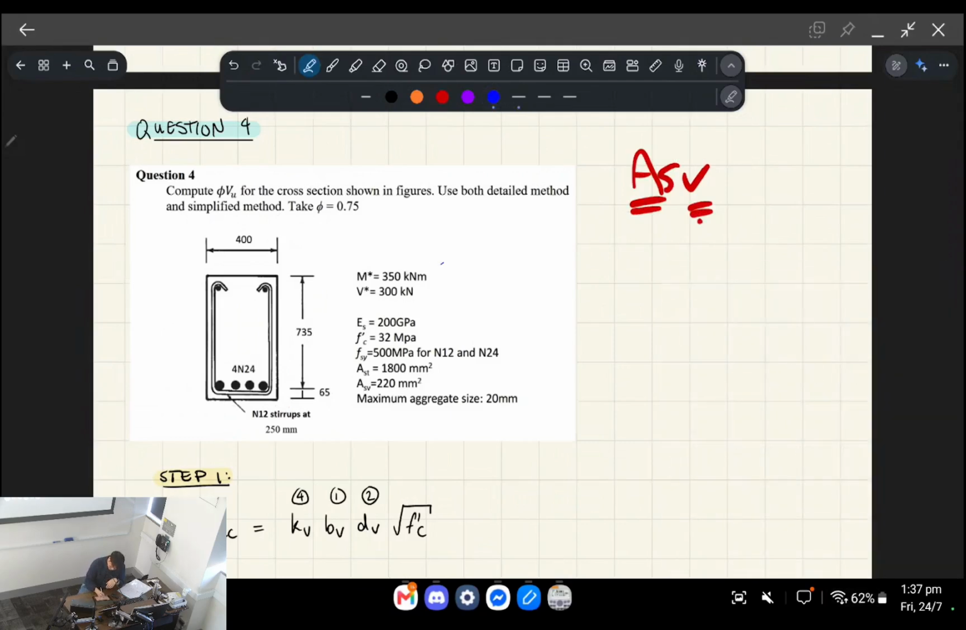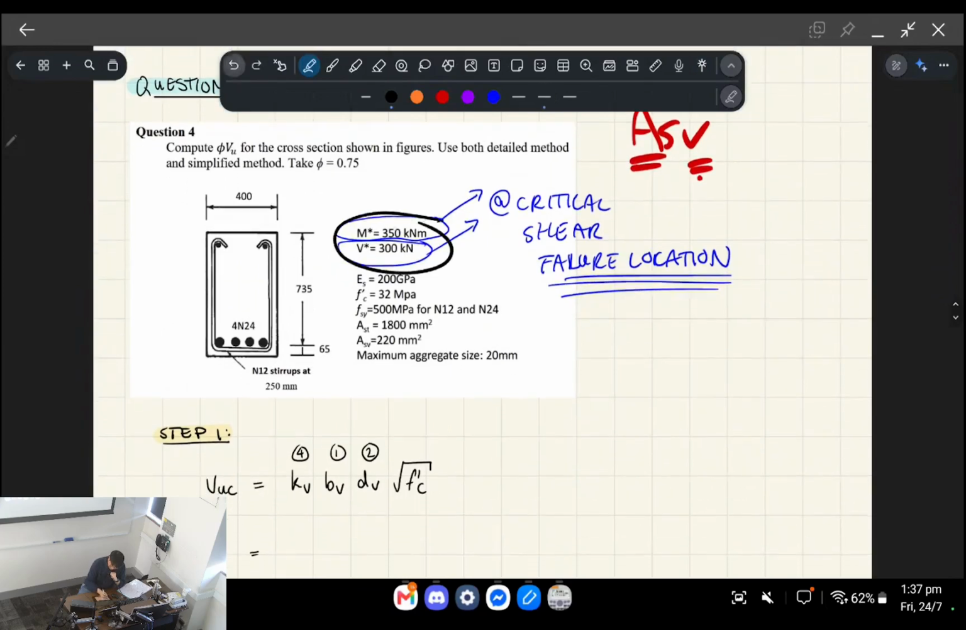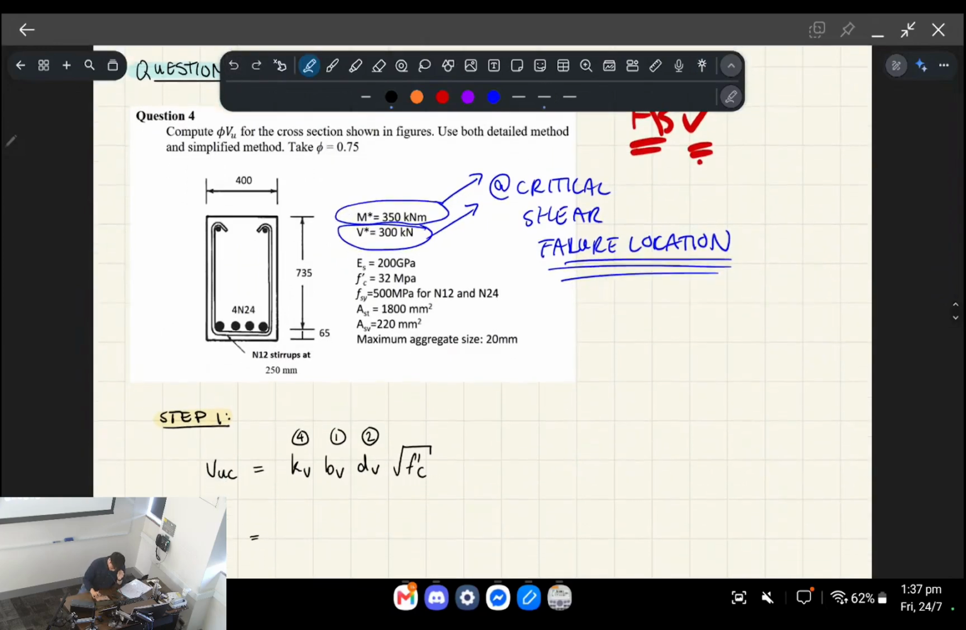Okay, some other things we need, which this question provides us, is the bending moment and shear, and these are at the critical shear failure location, okay? So I'll explain what that means later, because it'll come up in the second question that we run through, okay? But just for now, we're just given these as numbers, all right? We don't need to think more about it.